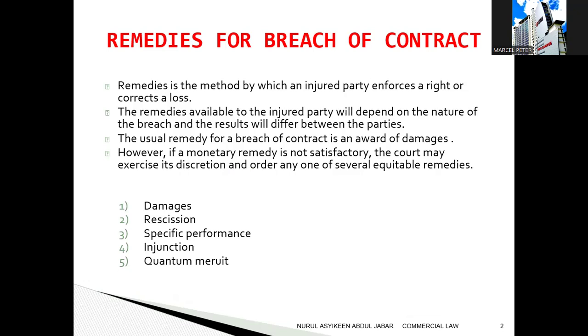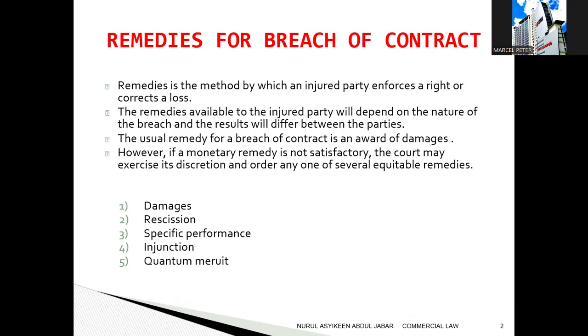Now, when a contract is breached, the remedy given by the court depends on the nature of the breach. Different cases may result in different remedies. Normally, the most common remedy for breach of contract is damages, which means monetary compensation. However, if money is not sufficient to solve the problem, the court may use its discretion and give equitable remedies instead. So there are five main remedies for breach of contract.